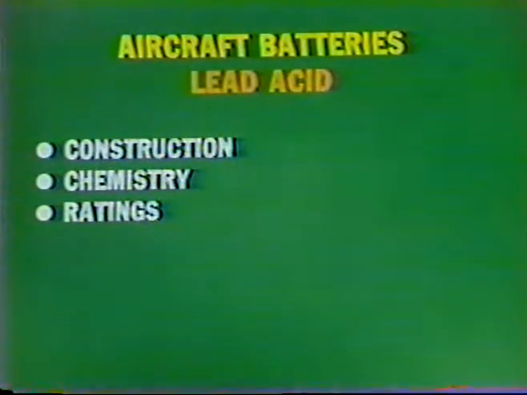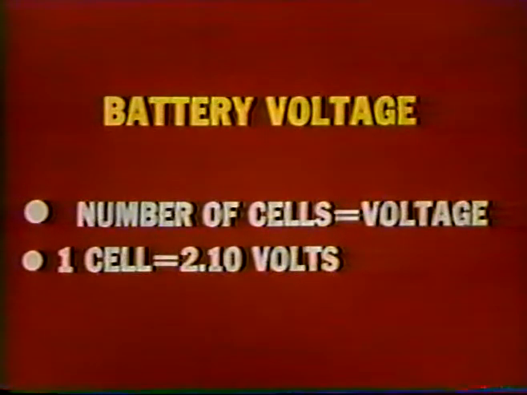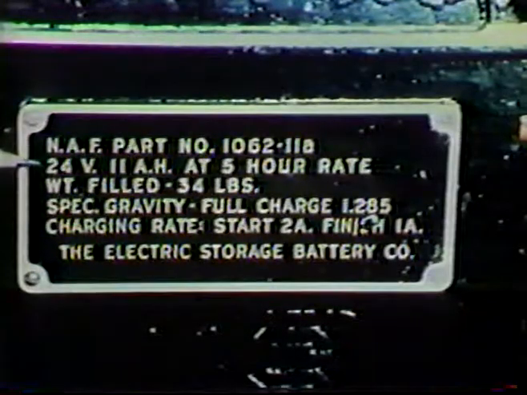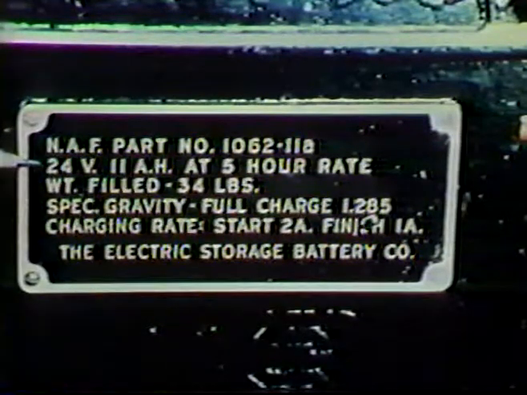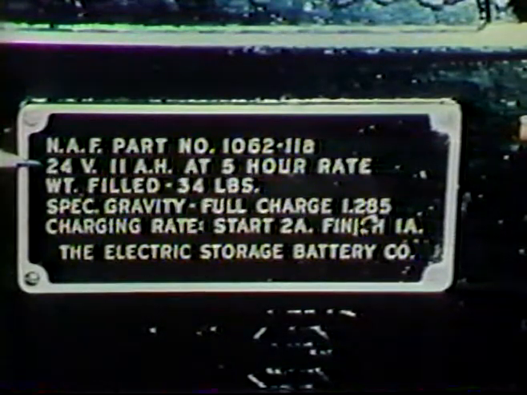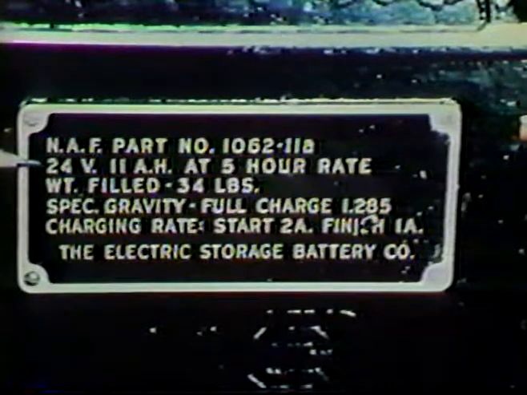Battery ratings. The voltage of a lead-acid battery is determined by the number of cells. Each cell having a corrected specific gravity of about 1.265 will have an open circuit voltage of about 2.10 volts. The capacity of a lead-acid battery is expressed in ampere hours. 1 ampere hour is the flow of current of 1 ampere for 1 hour. The rate at which the current flows from the battery determines the amount which can be drawn. To be meaningful, a specific discharge rate must be indicated.